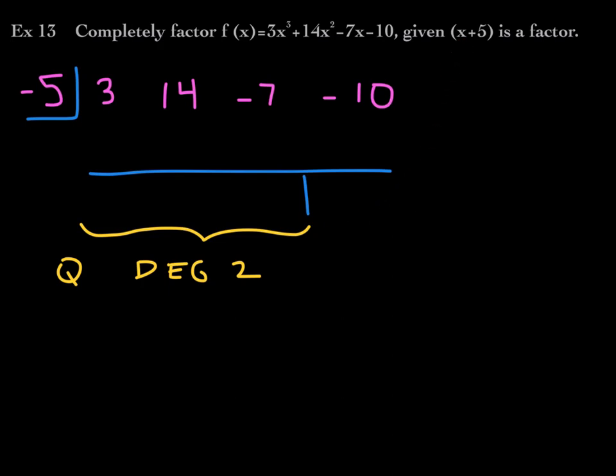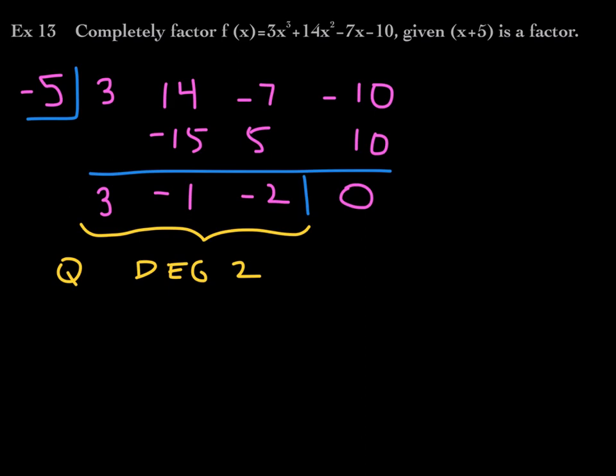All right, so drop down the 3. Negative 5 times 3 is negative 15. 14 plus negative 15 is negative 1. Negative 5 times negative 1 is positive 5. Negative 7 plus 5 is negative 2. Negative 5 times negative 2 is positive 10. Remainder 0. This doesn't surprise me. I was expecting that. But what I really wanted to get is this polynomial, which is degree 2, one less degree than what I started with, right?